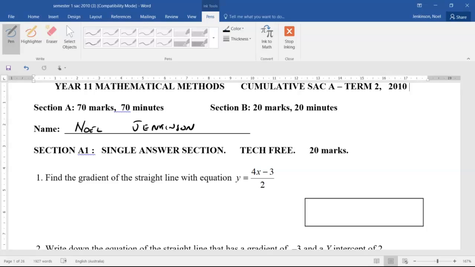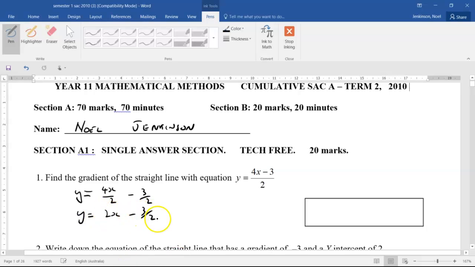I could do this first question. Now, this actual practice sack isn't set up like the real one. You'll have lots more lines and a lot more working. This is an old one, so you just have to make do on the page. Find the gradient of this one. Let me just do that. y equals 4x on 2 minus 3 on 2. If I split it up, y equals 2x. If I simplify it, 2 is the gradient.